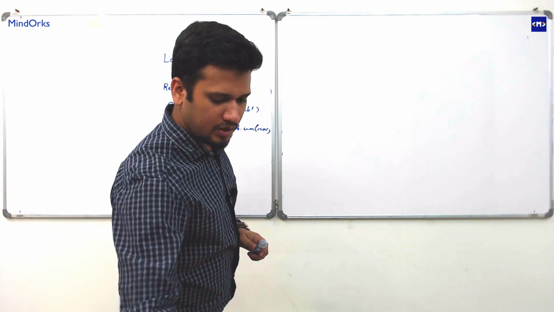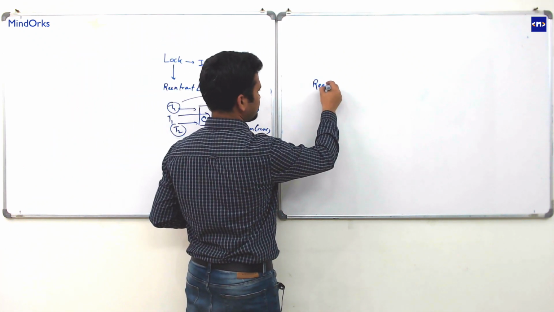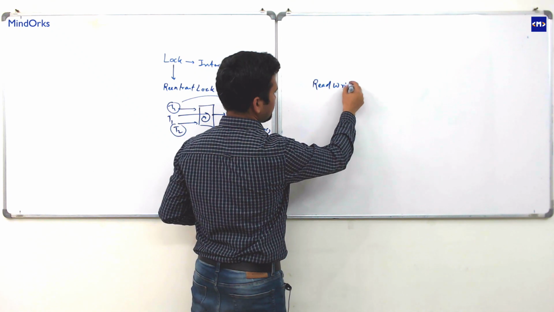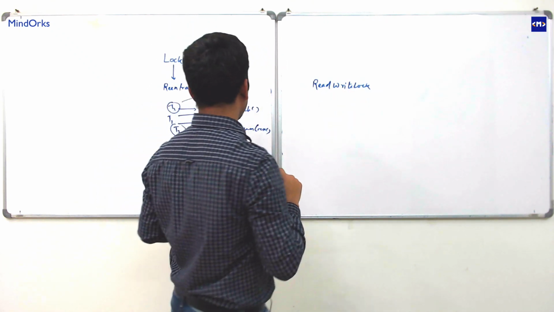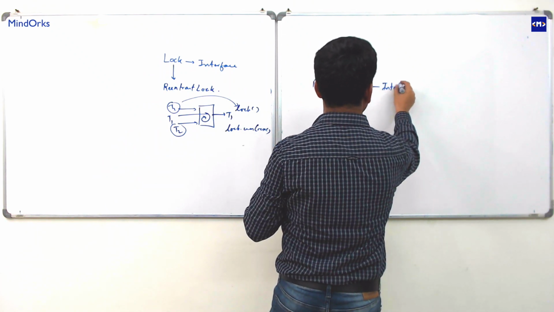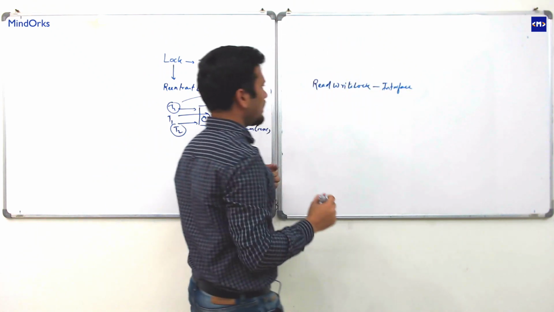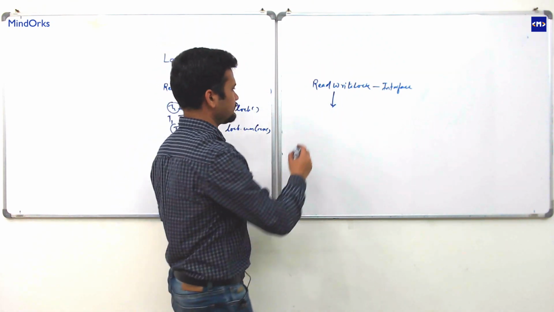There is one more important one, the read write lock. ReadWriteLock is again an interface, and one implementation is ReentrantReadWriteLock.